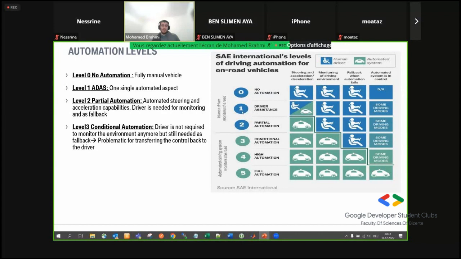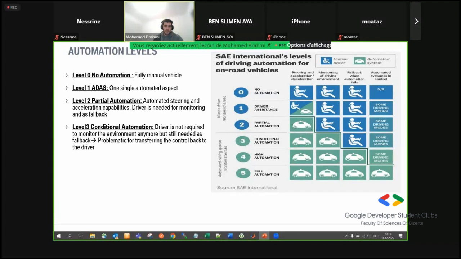And we have here level 1, which is the ADAS, what we have talked about now. All these functions are in level 1. That means this system is just supporting the driver in the steering and acceleration deceleration task, but still the driver has to do all the rest. He has to pay attention at all times, and he has to be able to take over when the system is not working properly.